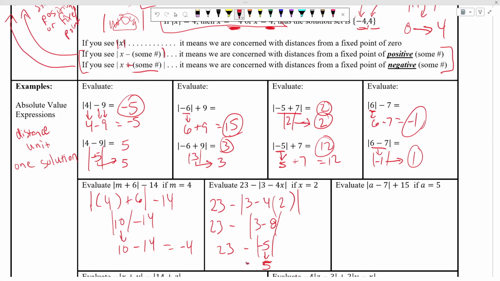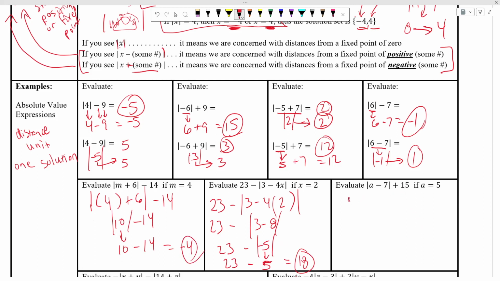This is 5. This minus sign comes down. That didn't change. This is still there, so that's minus. So you're not saying this is minus 5 as a result of this absolute value. You're saying it's minus 5 as a result of this being 5, and then this minus sign being directly in front of it. 23 minus 5 equals 18. There you go. That's the answer.